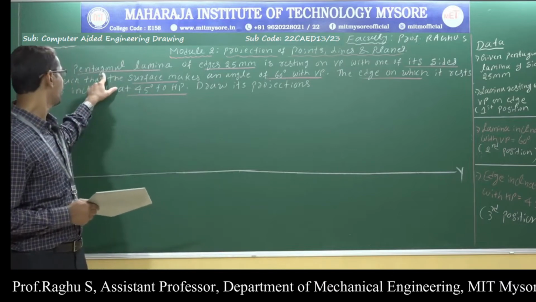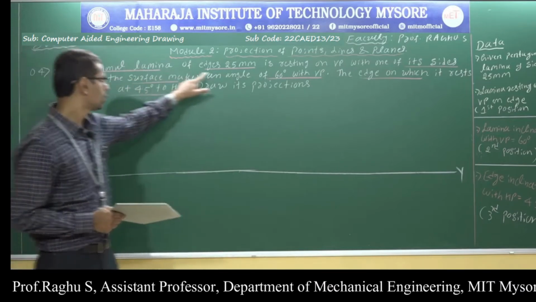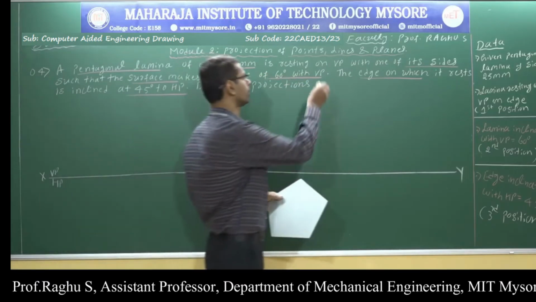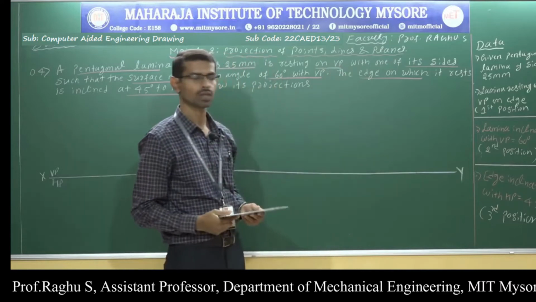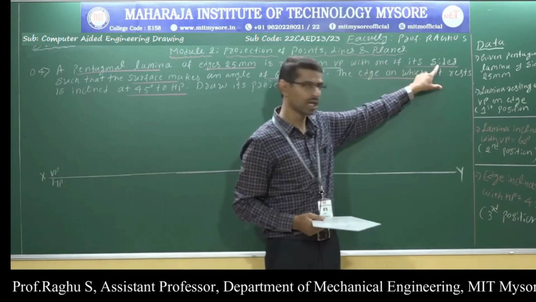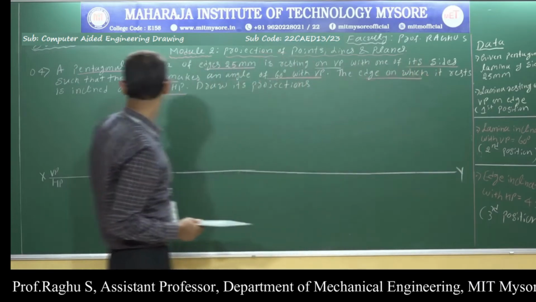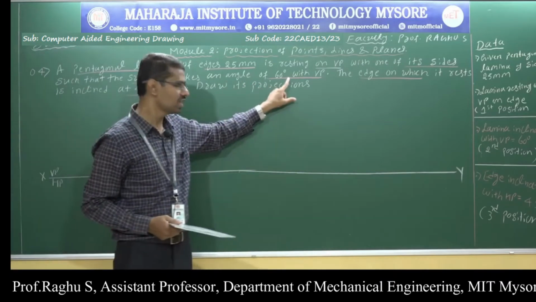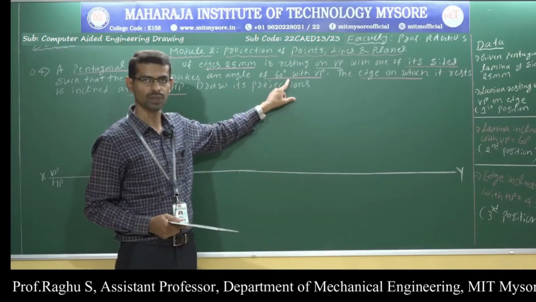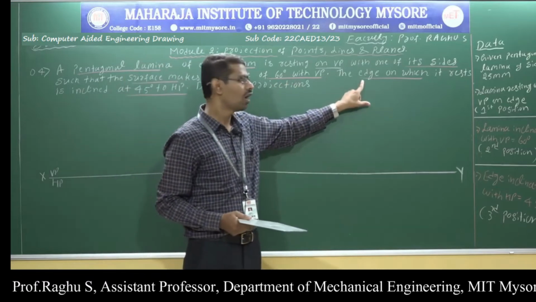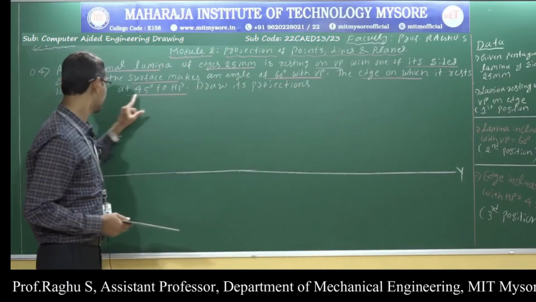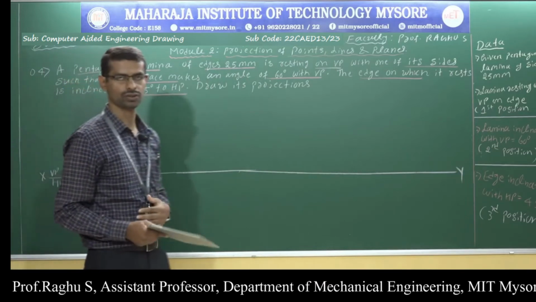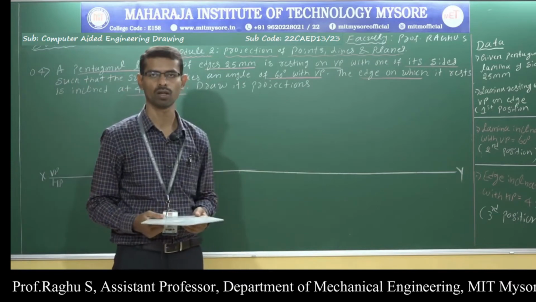A pentagonal lamina of edge 25 mm is resting on VP with one of its sides or edges such that the surface makes an angle of 60 degree with the vertical plane, 60 degree with VP. The edge on which it rests is inclined at 45 degree with HP. Draw its projections. So this is the given problem.